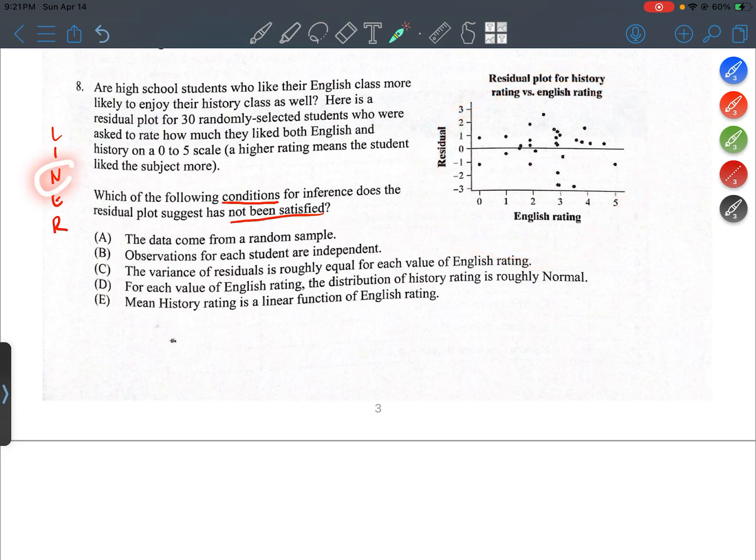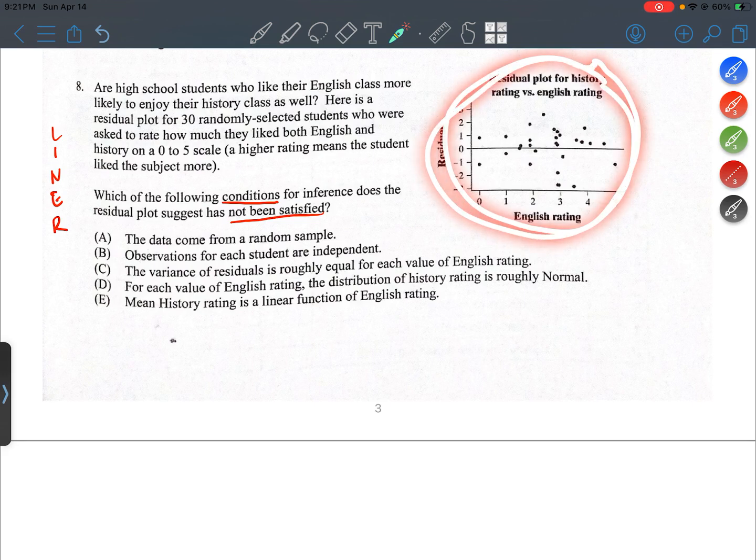N stands for normal residuals. So here, what we want to look at is a dot plot of the residuals, and we don't want to see any strong skew or any outliers, right? We don't want to see anything that would clearly suggest a non-normal distribution. This is not a dot plot. This is a residual plot. You can't see skewness or outliers in this type of graph.